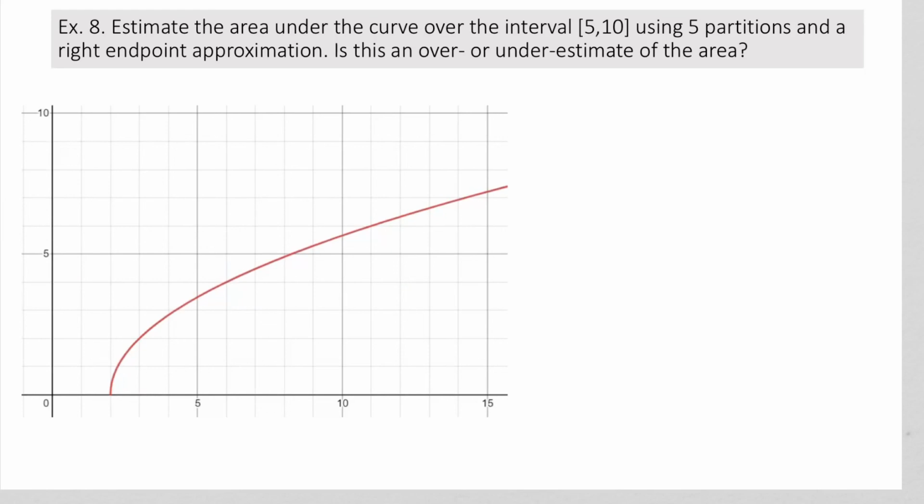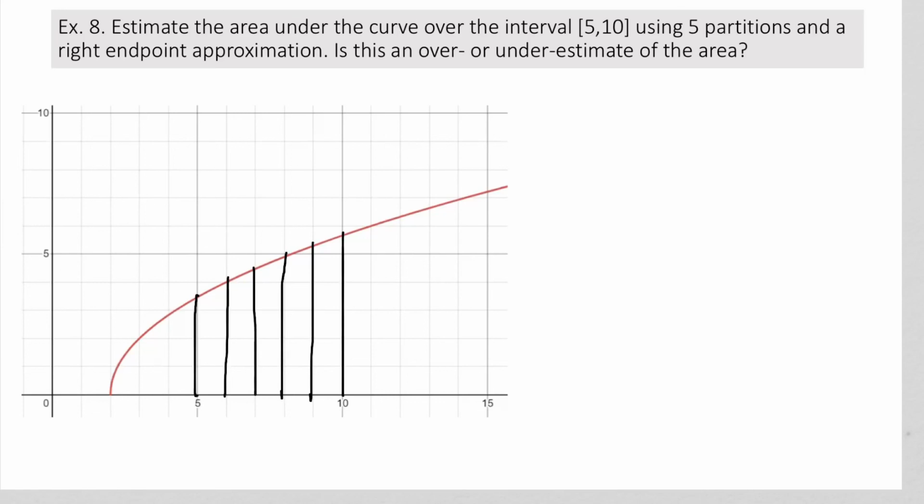Here's the last example we're going to do. We're going to estimate the area under a given curve without being told what the function is, over the interval 5 to 10, using 5 partitions and a right endpoint approximation. And then we're going to answer this question. All right, so my partitions are going to go from 5. So 5 partitions means they're all going to be 1 unit wide. All right, so those are my partitions.